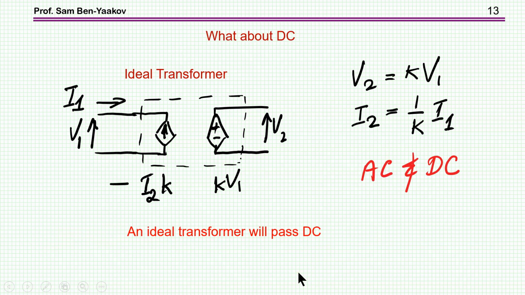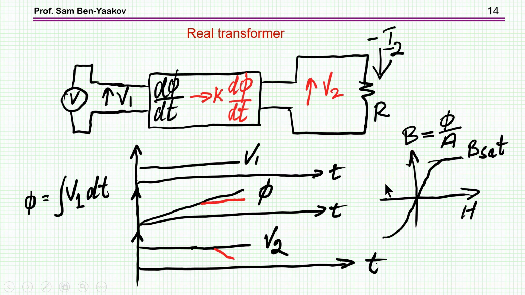So now there is a question as to whether the ideal transformer is passing DC. Well, it does, because there is nothing here that says that this is only for AC. So all these relationships, this V2 = kV1 and I2 = 1/k I1, are holding for both AC and DC. So in the case of an ideal transformer, if you have DC at the input, you will have phi, which is now the integral of V1 due to Faraday's law. Phi will be going up, up and up, indefinitely, because it's an ideal transformer.